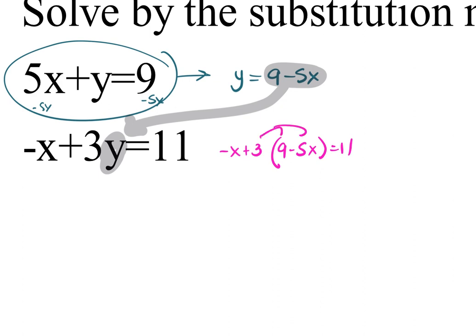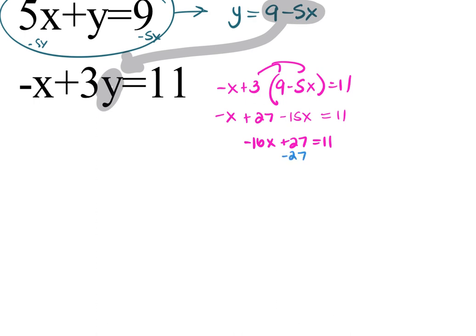I would distribute the 3: negative x plus 27 minus 15x equals 11. Combine my like terms: negative 16x plus 27 equals 11. Subtract the 27: negative 16x equals negative 16. Divide by negative 16, and x is 1. With me so far? Now I take that 1 and I've got to plug it back in.